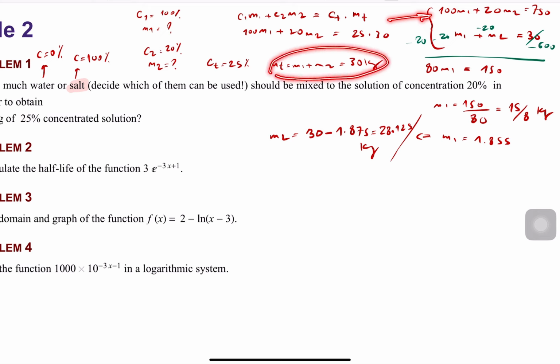And I know the total mass M1 plus M2 is 30. I write this formula in the system, and I multiply by minus 20 because I want to cancel these two. Okay, and 750 minus 600 will be 150. If I find M1 from this formula, it's 15 per 8, it will be equal 1.855. And because total mass is 30, if I subtract this, it will be the M of our second solution.